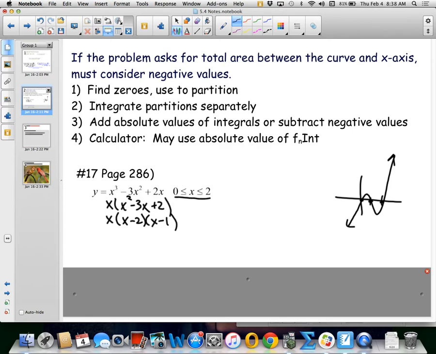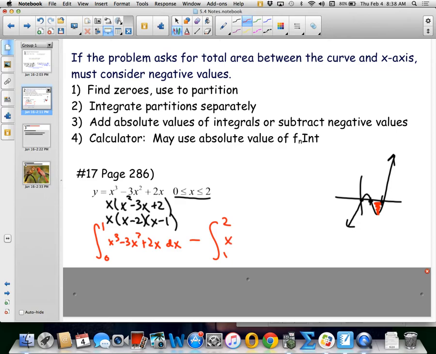I'm going to have to integrate these parts separately. I'm going to integrate from 0 to 1 of this function. Then, since this area is below the x-axis, I'm going to subtract the integral from 1 to 2. Let's say you didn't know what the curve looks like. If you didn't know whether it was above or below, just integrate each section separately. If you get a negative answer, you'll know that part was below the x-axis, so make it positive if it's asking you for area.